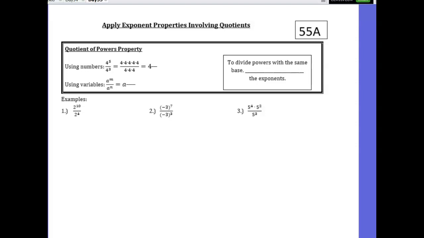Hey guys, today is day 2 of the properties of exponents. Today we're going to talk about properties involving quotients or division. So before we start, let's do it a little bit bigger here.